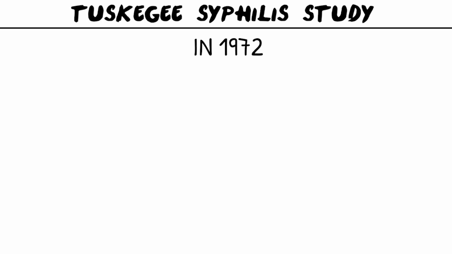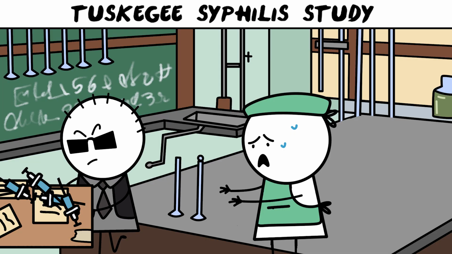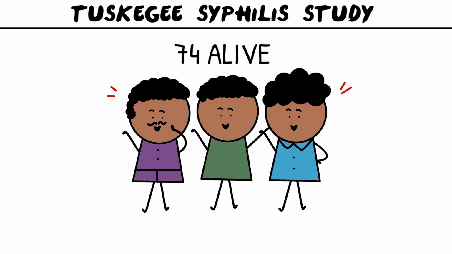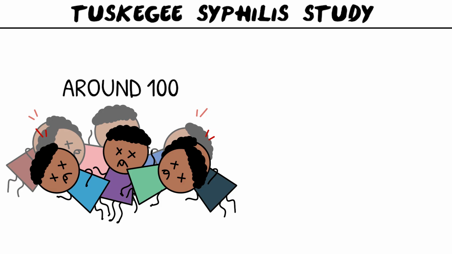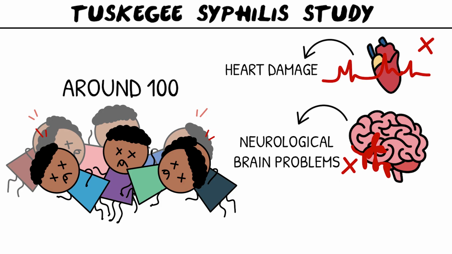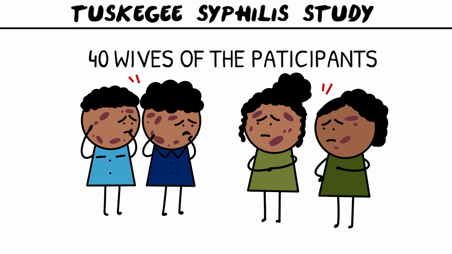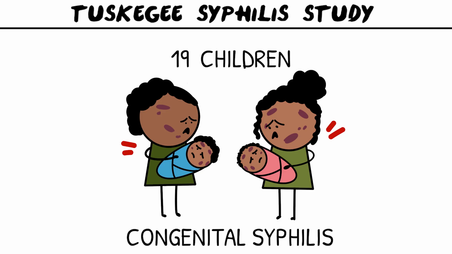In 1972, a whistleblower named Peter Buxton brought this case to the media, and the study was eventually stopped. By the end of the study, only 74 participants were still alive. 28 people died directly from syphilis, and around 100 others died due to complications caused by the disease, including heart damage, neurological and brain problems, and severe infections. Additionally, 40 wives of the participants became infected with syphilis, and 19 children were born with congenital syphilis.